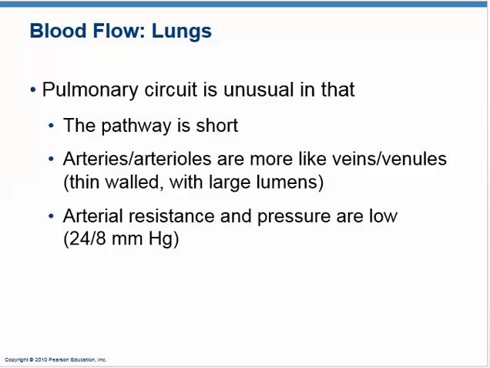Blood flow to the lungs is a special thing. The blood pressure in the pulmonary arteries is 24/8, not 120/80, so it's about 10 times less. Well, maybe not quite 10 times, but 5 to 10 times less. So the arteries and arterioles have large lumens, they're thin-walled, because the circuit is really short.